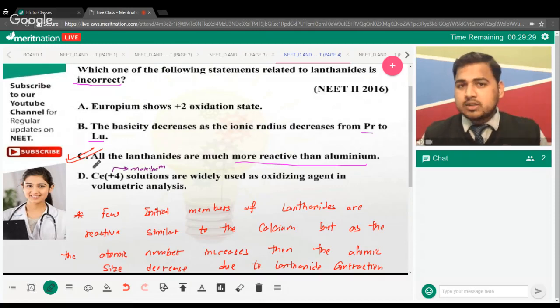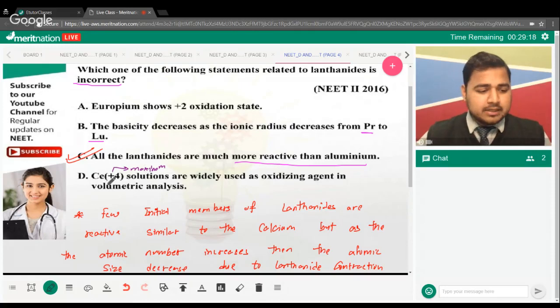And you know that, students, those species which have the ability to reduce itself will definitely oxidize some other species and behave like the oxidizing agent. So that's why we have done it. Let's move on to the next question.